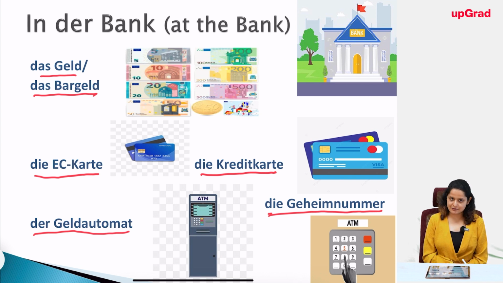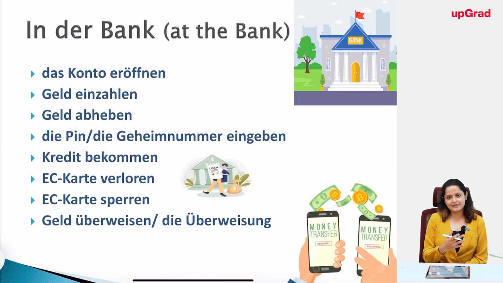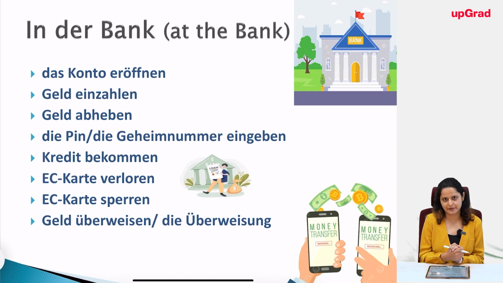We'll repeat these words once. Das Geld, das Bargeld, die EC-Karte, die Kreditkarte, der Geldautomat, die Geheimnummer. Now, after having seen these basic words, I'll take you to some common terminologies that we use in banking.